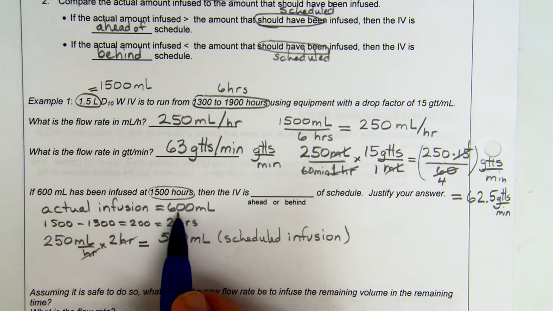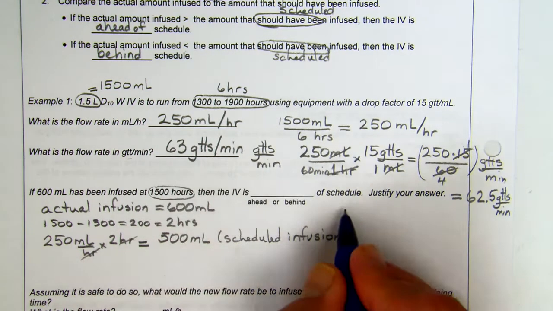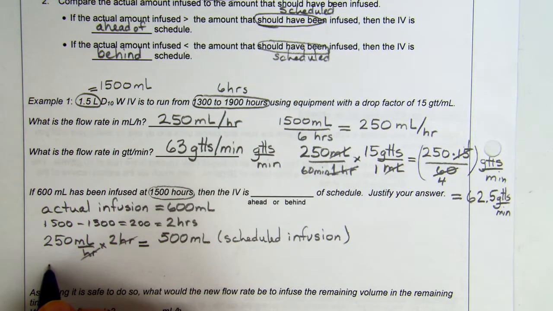So because the actual infusion is 600 milliliters and it's more than the scheduled infusion of 500 milliliters, this IV is running ahead of schedule. So we'll write a sentence to justify what I just said.